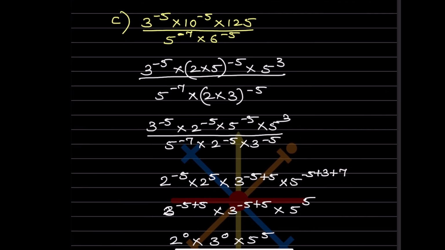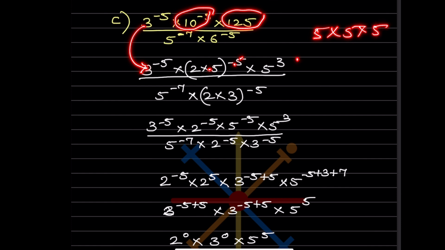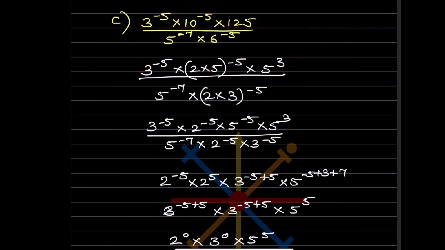Now look at here, again this is the same. This we can make into 2 into 5 raised to minus 5, and this we can make into 5 cube, 5 into 5 into 5, that is 125. Because we want 2, and we can see 5 and also 3. So here this will be as it is. This we can write as 2 into 3 raised to minus 5.